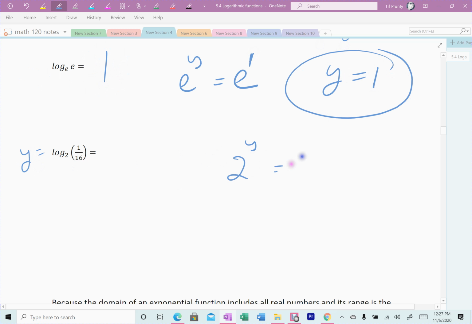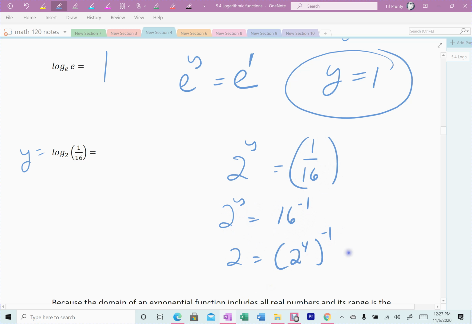2 raised to the y equals 1/16. So again, I'm going to manipulate that, first of all, I'm going to rewrite it as 16 to the negative 1. And then my 16, I still have my negative 1 on here, can be rewritten as 2 to the 4th, right? 2 to the 4th is 16. And so that's 2 to the negative 4th. And so my y has to be negative 4. If you take 2 raised to the negative 4th, it should equal 1/16, and it does.